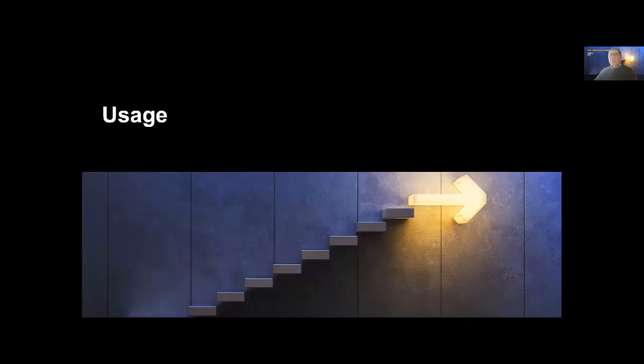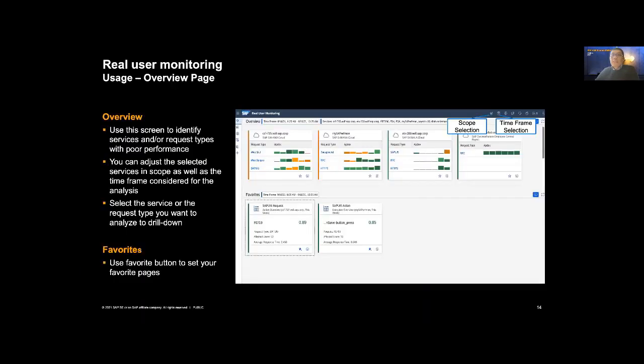So let me introduce the pages and how to work in the risk monitoring. Firstly, the overview page, which is the landing page after you click the risk monitoring. It consists of two parts: the performance overview and the favorites area. In the upper part is the performance overview. Each card here displays the performance metrics of one selected service or system.